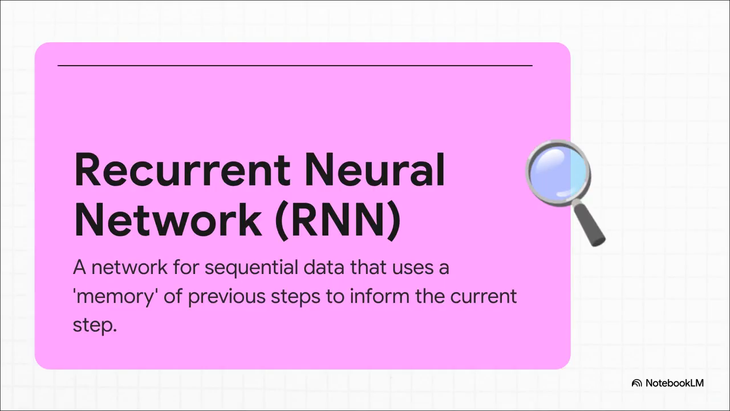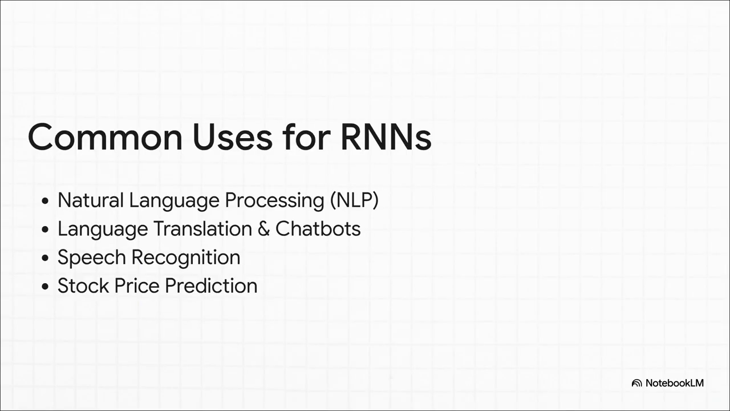Next up, we have Recurrent Neural Networks, or RNNs. These guys are built to understand things that happen in a sequence where context matters. And they have a trick up their sleeve, a kind of memory. The output from the last step is fed back into the current step as an input. This lets the network remember what came before. This memory makes them perfect for any task where order is crucial.